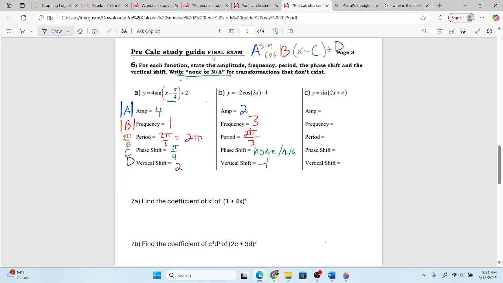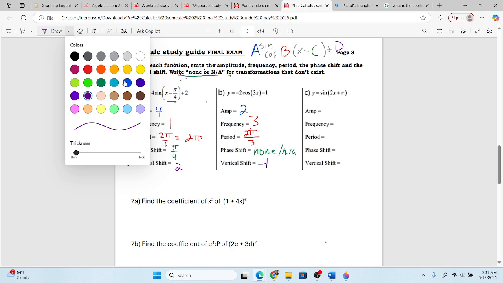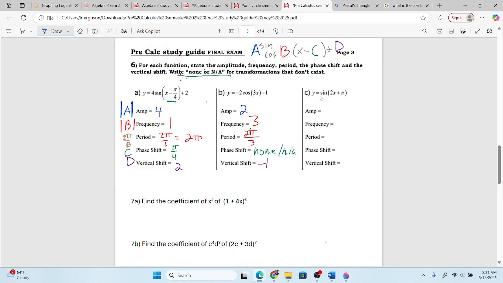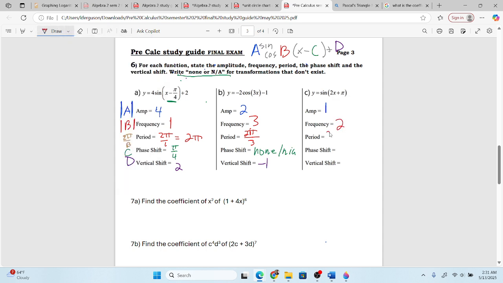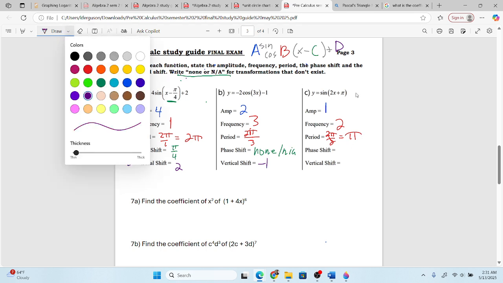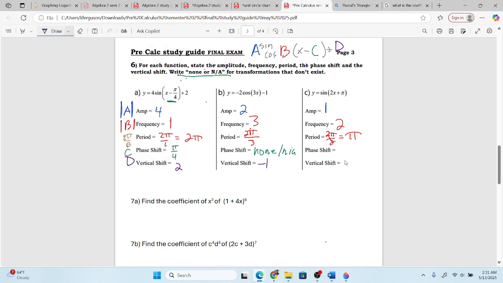So this one's a little tricky. So first we'll go with the easy part. There is no number in front of sine, so that's a 1. And then what's the frequency? The number times x, that's 2. So then what's the period? That's 2 pi over 2. The 2's cancel each other out, and I'm going to just be left with pi. Now I'm going to jump ahead to the fact that there's nothing out here, so there's none or N/A.